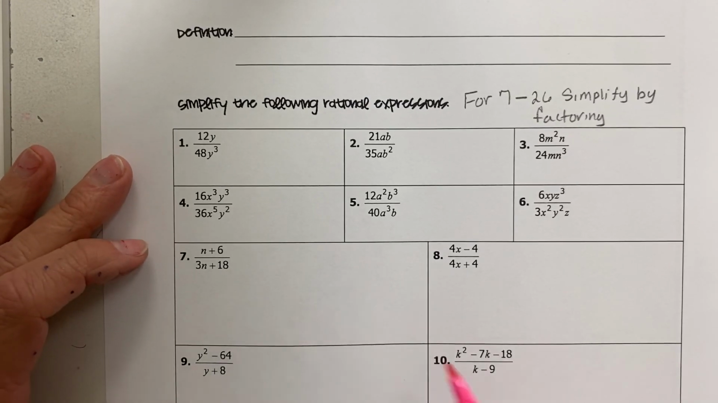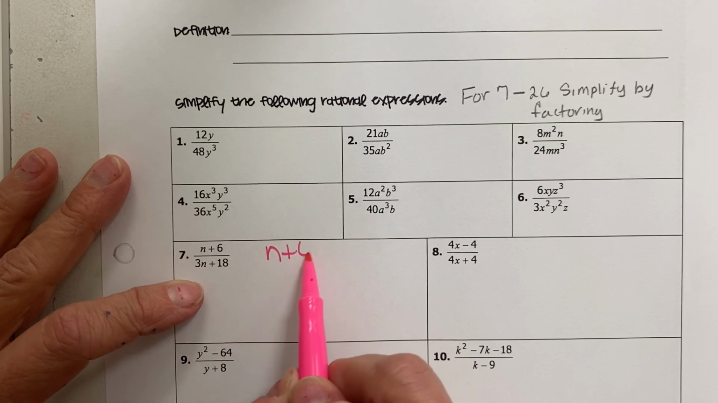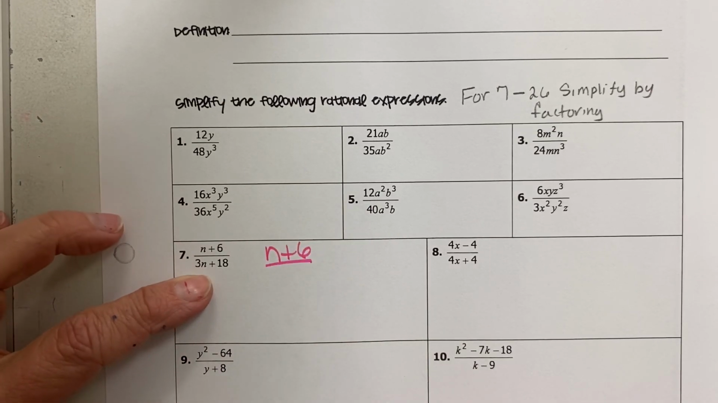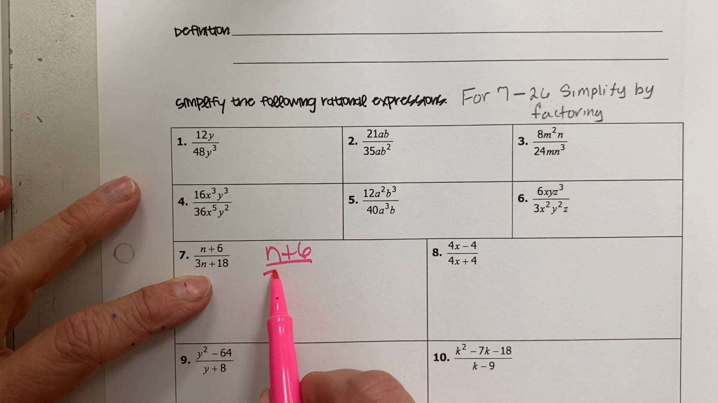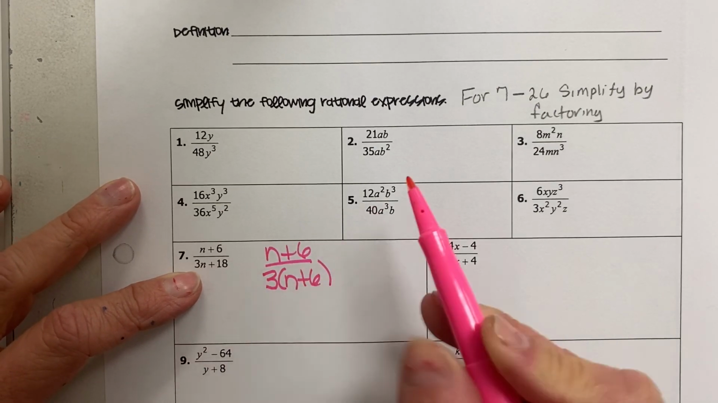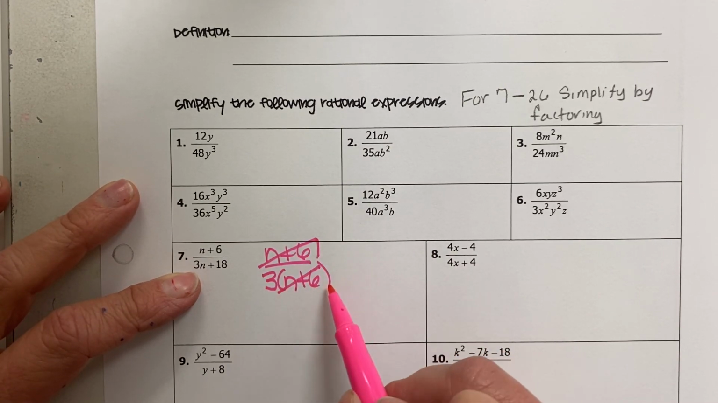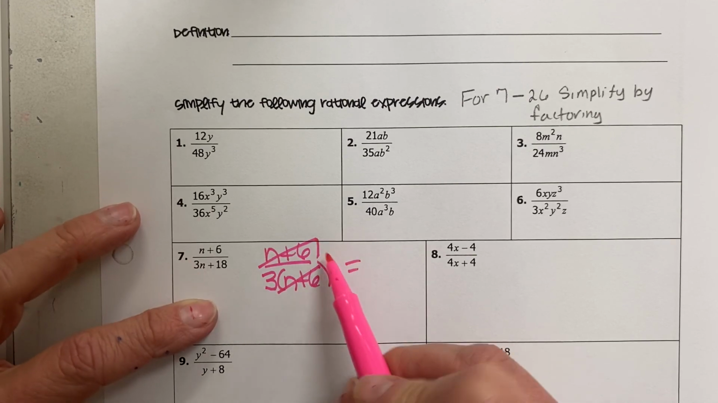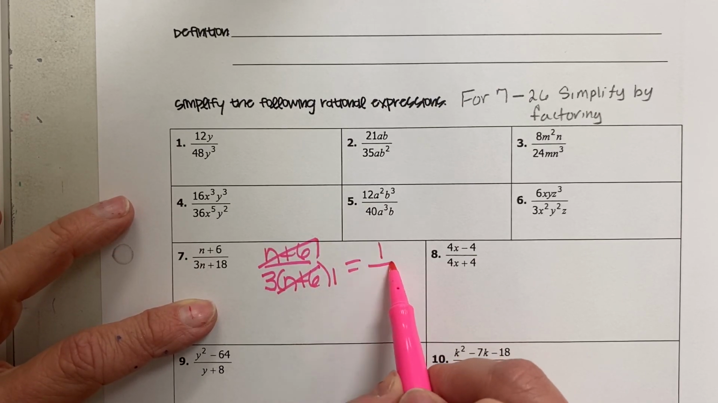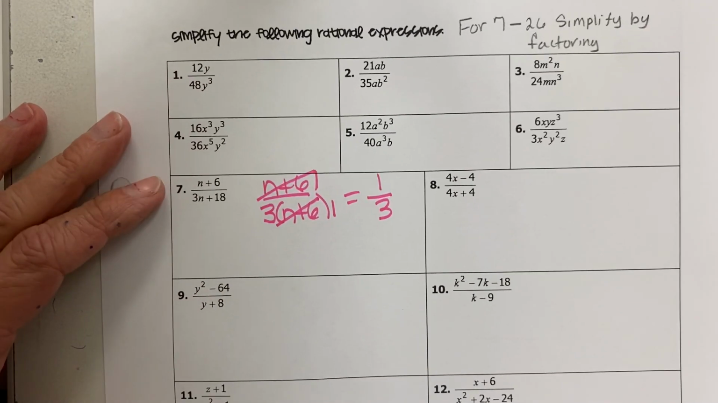Looking at number 7, so I would have n plus 6. First thing I look for at the bottom, greatest common factor, I know is going to be 3. So when I take out a 3, we're left with n plus 6. So when I take out the n plus 6, I'm left with a 1 on top, and I'm left with a 1 on the bottom. So notice I have a 1, and then I have a 1, and then we're left with a 3. So all of that reduces down to 1/3.